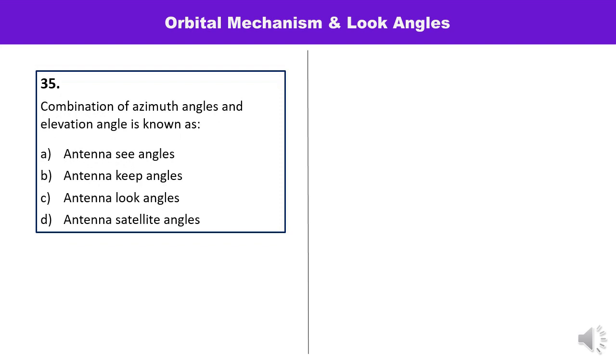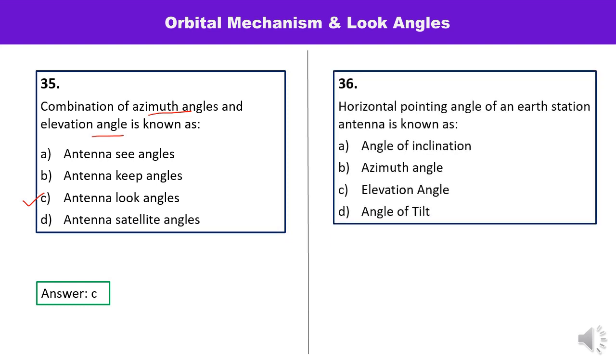Next question is, what do you understand by the combination of azimuth and elevation angle? You know that azimuth and elevation angles are the antenna look angles. C is the correct one. Question number 36 is, the horizontal pointing angle of an earth station antenna is known as. When the earth station antenna points towards the horizontal, the angle is known as the azimuth angle. Let us see. Yes, this is the correct one. Moving ahead.